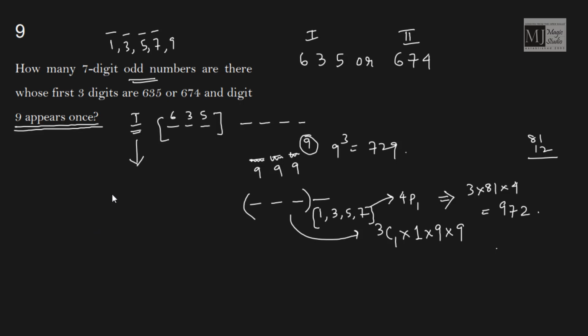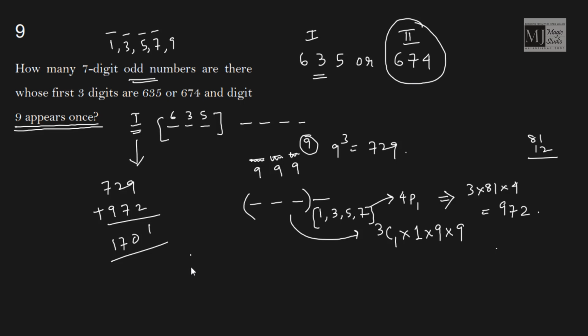So for case 1, total number of 7 digit odd numbers that can be formed are 729 plus 972, that is 1701. Similarly, 1701 numbers can be formed in case 2 also, because here also we have 6, 7, 4, there is no 9, so it should be treated the same as case 1. Total number of numbers required is 1701 into 2, 3402.